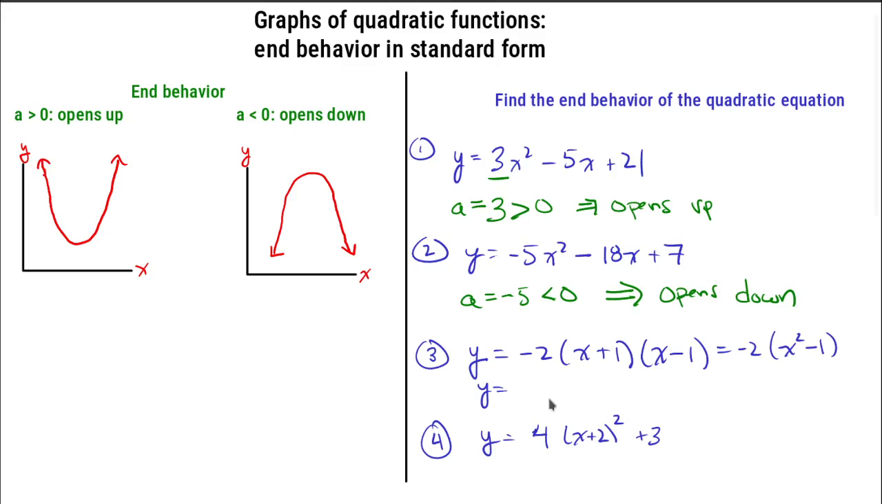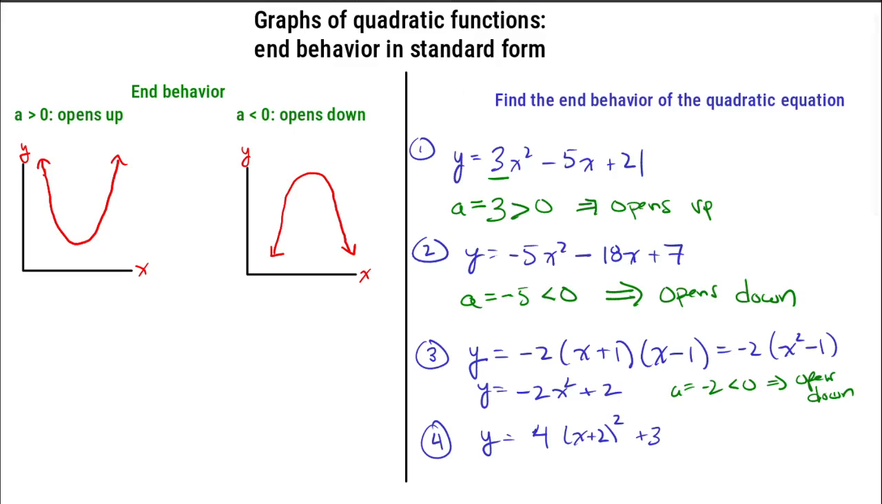And so you distribute that negative 2: negative 2x squared, negative 2 times negative 1 is positive 2. And so that tells us that a here is negative 2. That's negative, so it opens down again. All right, so sometimes you've got to do a little manipulation to figure out what a is, or to be certain, but the same condition applies. Once you've found the leading coefficient, if it's positive, it opens up. If it's negative, it opens down.